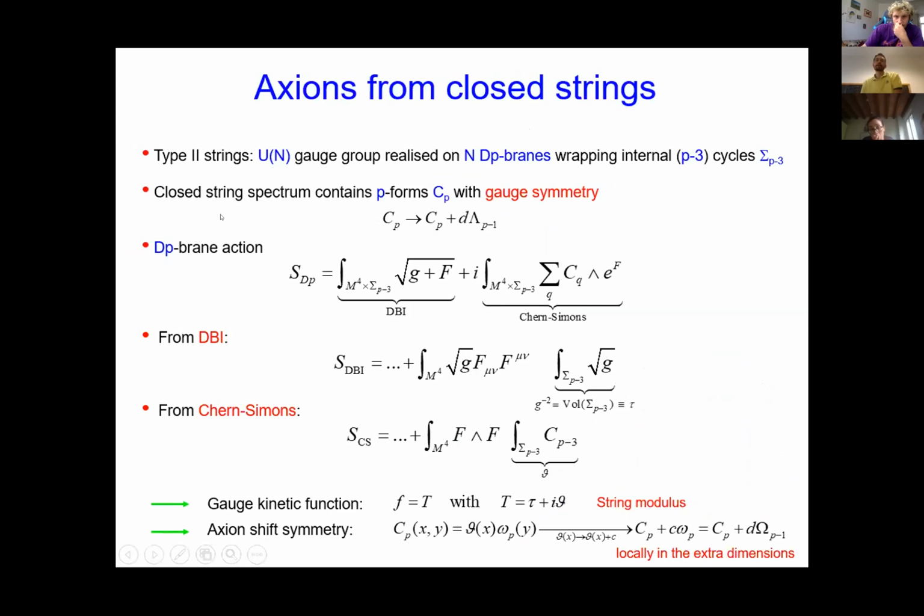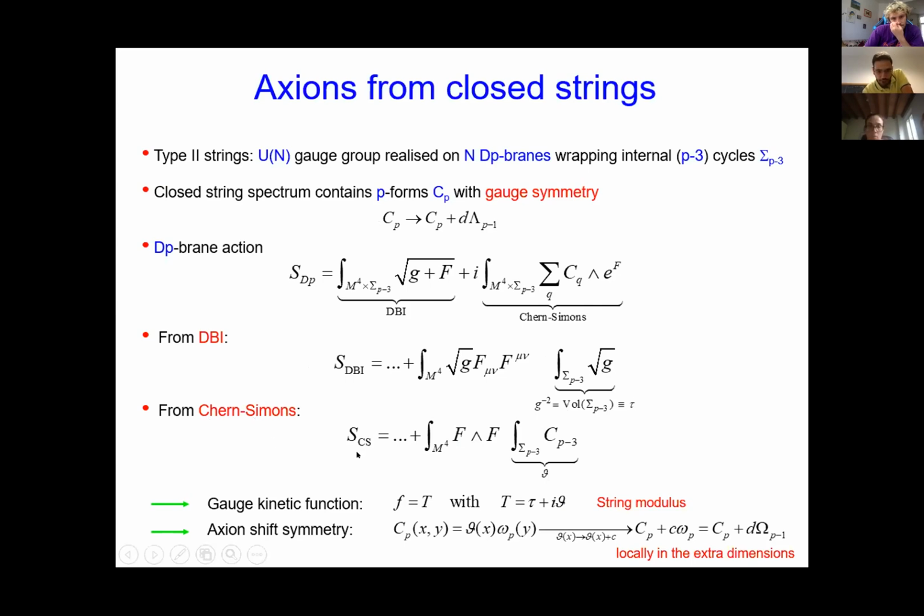And when you look at the massless closed string spectrum, this contains anti-symmetric p-forms like the C_p with gauge symmetry of this kind, C_p goes to C_p plus d lambda_{p-1}. And then if you look at the Dp brane action, which has schematically this form with DBI and Chern-Simons contributions, by expanding these actions, you find, skipping technical details, that from the DBI, you find the F_{mu nu} squared term, and the g to the minus 2, so the gauge coupling, turns out to be just the volume of the internal manifold wrapped by this stack of branes, which I will call tau.